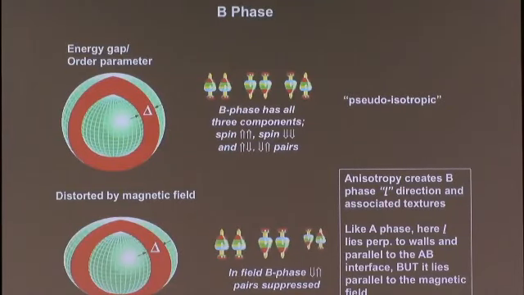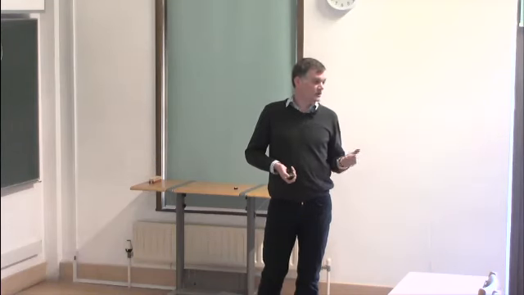So you've created another L direction. So you've created the possibility of another texture in the B phase of the superfluid. This L direction is along the magnetic field, unlike perpendicular to the magnetic field in the A phase. It also lies perpendicular to the walls, and it also lies parallel to the AB interface.